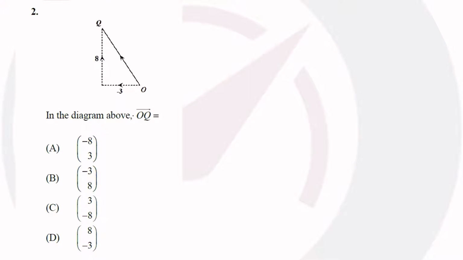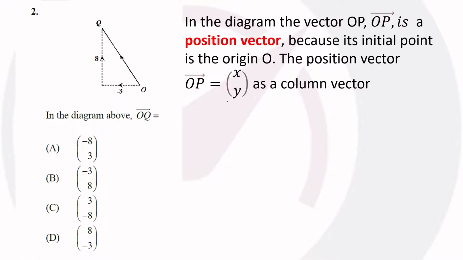Question 2, in the diagram above, OQ. The same concept, so OQ is also a position vector because it starts from the origin. Now the vector of horizontal movement is what? 3 places to the left, so that's -3, that's our x, and then we have 8 places up, so that's +8. So the vector OQ is -3, 8, and that matches with B.